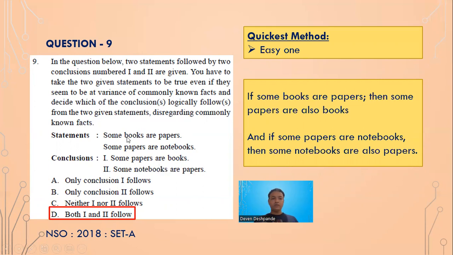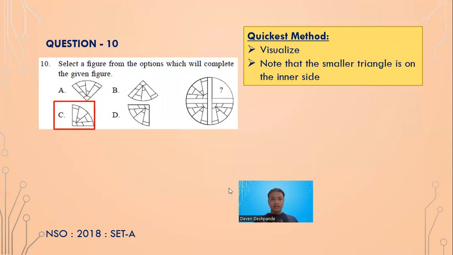Both 1 and 2 follow because some books are papers, so if we invert this, some papers are books. Some of the papers are made into books. Some papers are notebooks, but what it means is some notebooks are papers as well. Some notebooks are made up of papers, because some papers make the notebooks. So both 1 and 2 will follow. Okay, next one.